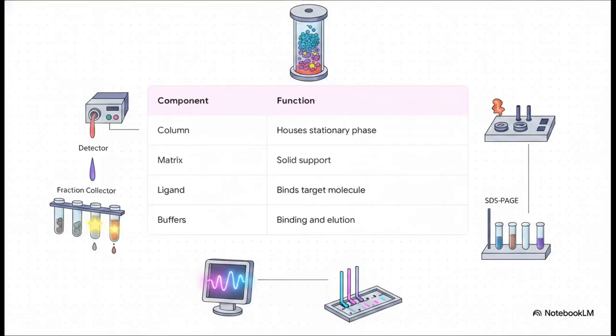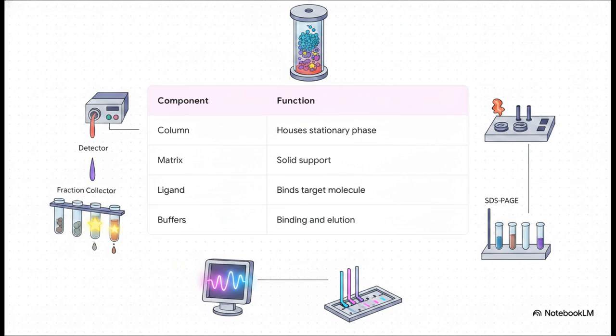To make this molecular sorting a reality, we need a very specific lab setup. The chromatography column is basically the physical tube where the magic happens. Inside that, we've got the stationary phase, usually a solid and insoluble matrix, like agarose or polyacrylamide. And firmly attached to that solid matrix is our immobilized ligand. That's our chemical bait, right?